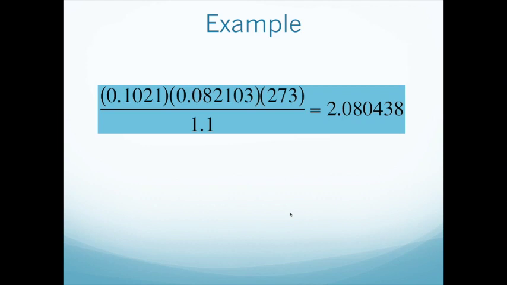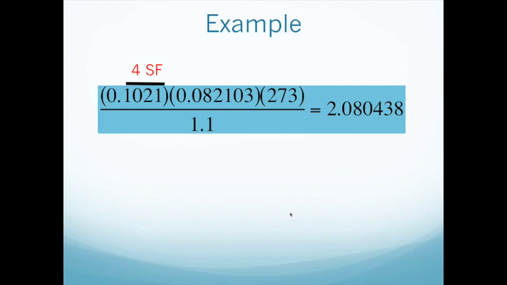this calculation, 0.1021 times 0.082103 times 273 divided by 1.1. The result of this is 2.080438.